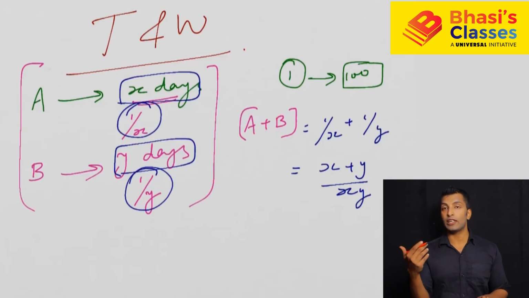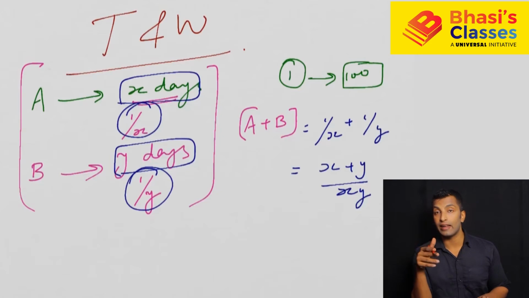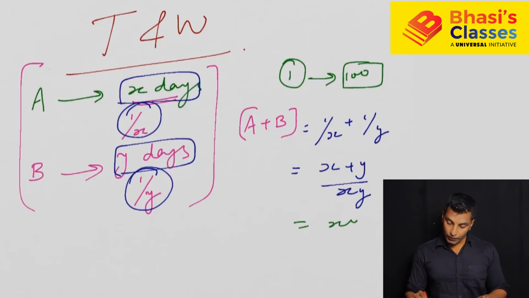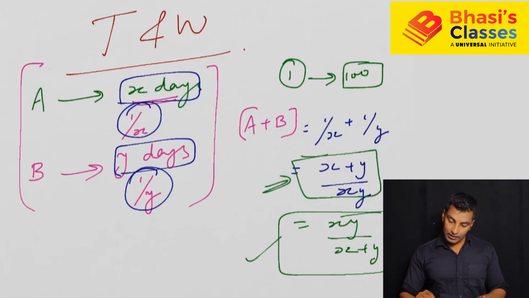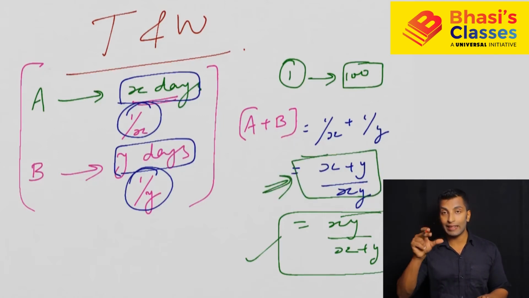Now if you need the total number of days they will take to complete the work, that will be the reciprocal of this. So XY divided by X plus Y. This will be the number of days. This is your final answer. And this one is the work that they do together in one day.